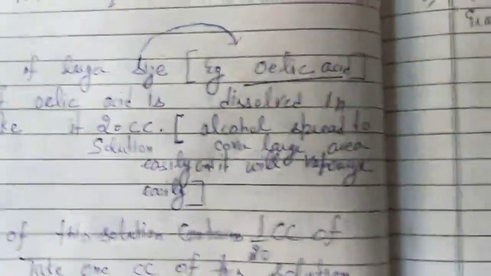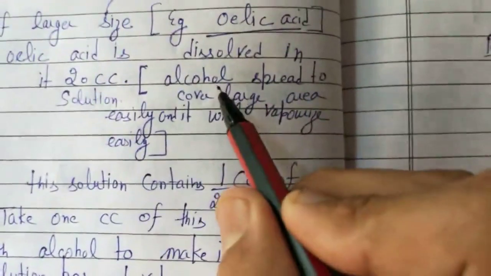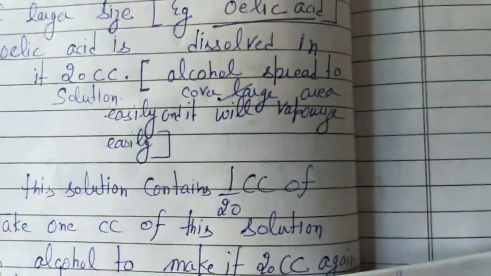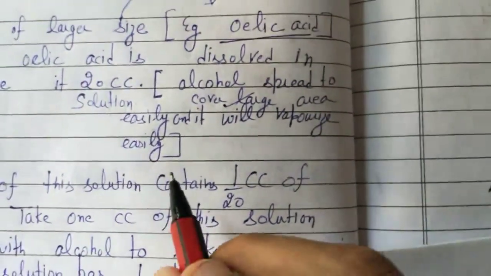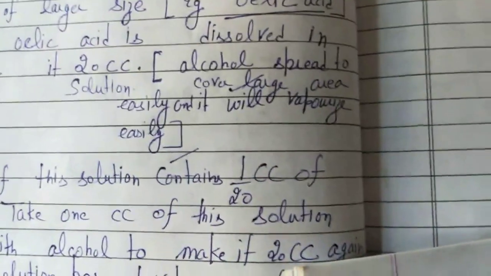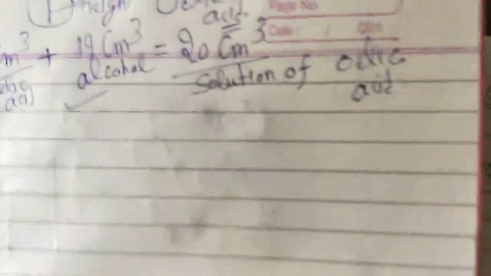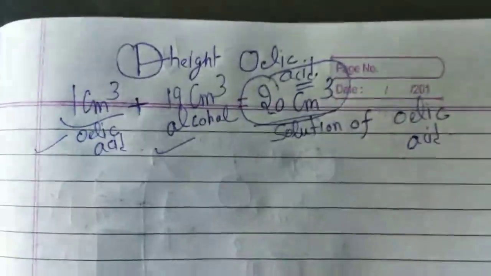Why are we taking the alcohol? Because alcohol easily spreads to cover a large surface area. Alcohol has one property: it spreads to cover a large surface area and it will vaporize easily, means it will form vapors easily. So what have we got? We have got a total volume of solution of 20 centimeter cube.